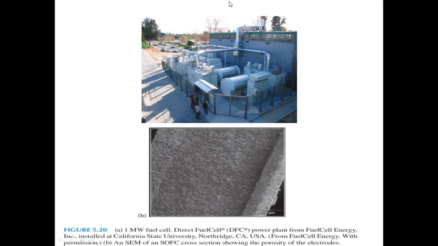Here in this figure 5.20, A is a 1 megawatt direct fuel cell power plant from FuelCell Energy, installed at California State University, Northridge, CA, USA, and B is an SOFC cross section showing porosity of the electrolyte.